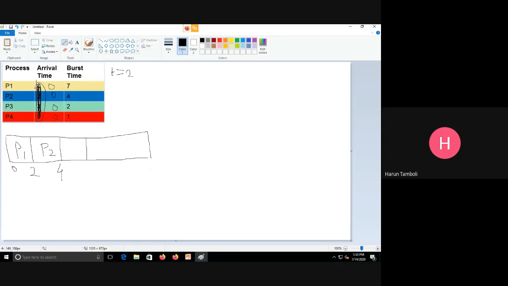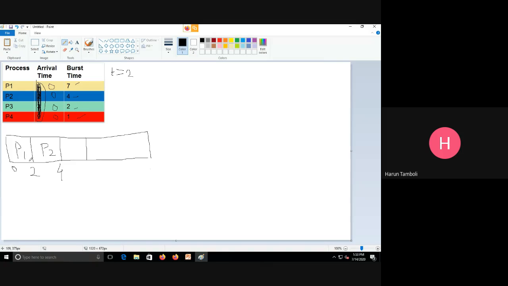So initially suppose P1, P2, P3, P4 all come at the same time and we have ordered them as P1, P2, P3 and P4, and the burst times are 7, 4, 2 and 1.